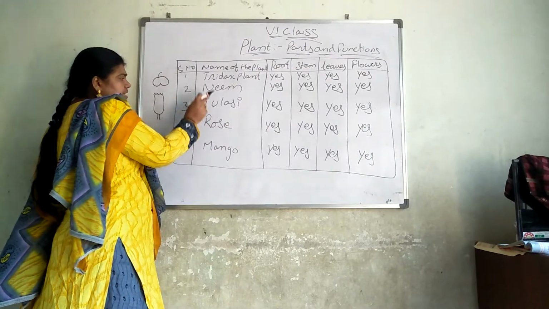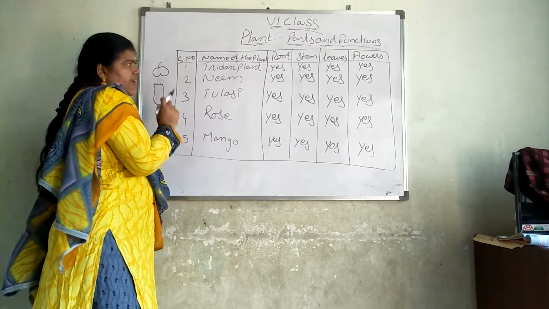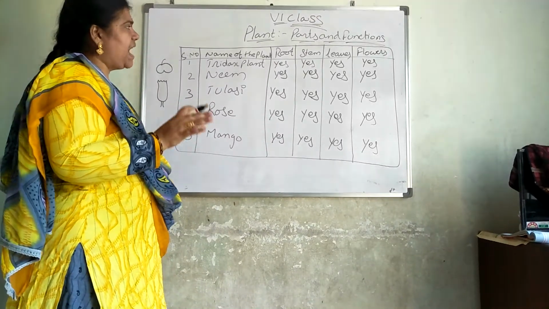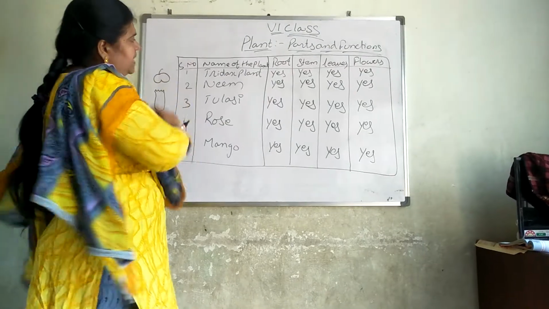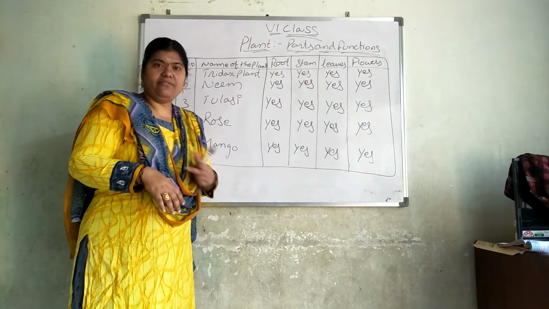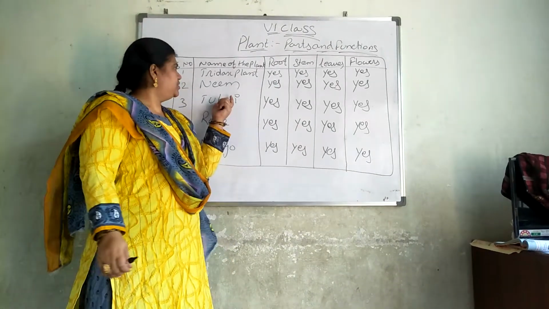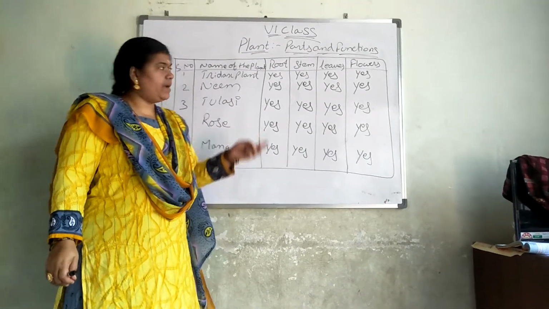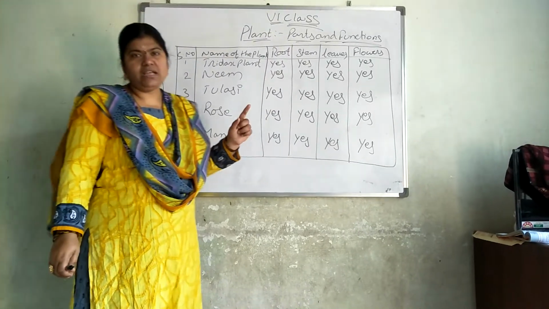So I took 5 here: Tridax, Neem, Tulasi, Rose and Mango. When we are discussing about this one, they are having all the 4 parts what we took: root, stem, leaves, flowers, etc. When we are coming to fruit, the rose will not have the fruits, the Tulasi will not have the fruit. But coming to Tridax, Neem and Mango, they will have flowers and fruits also.